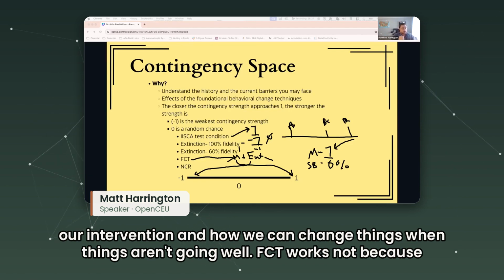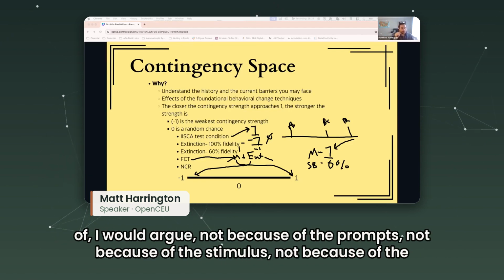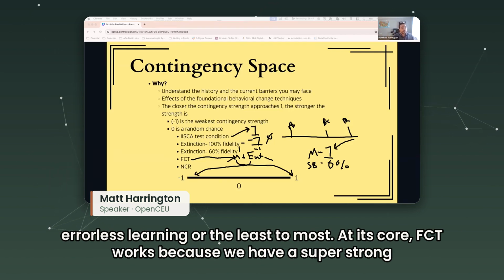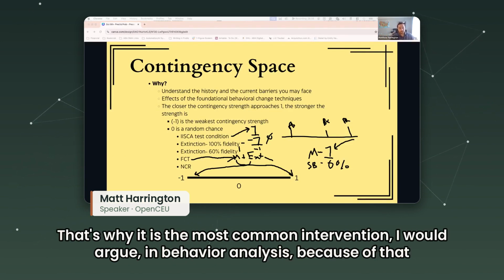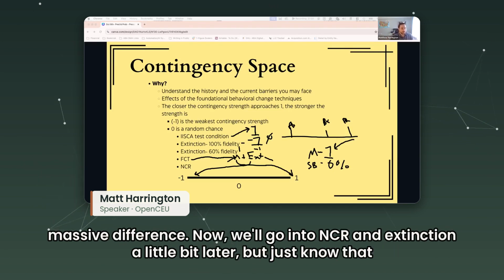FCT works not because of, I would argue, not because of the prompts, not because of the stimulus, not because of the errorless learning or the least to most. At its core, FCT works because we have a super strong contingency strength for the mand and a super low contingency strength for the severe behavior. That's why it is the most common intervention, I would argue, in behavior analysis, because of that massive difference.